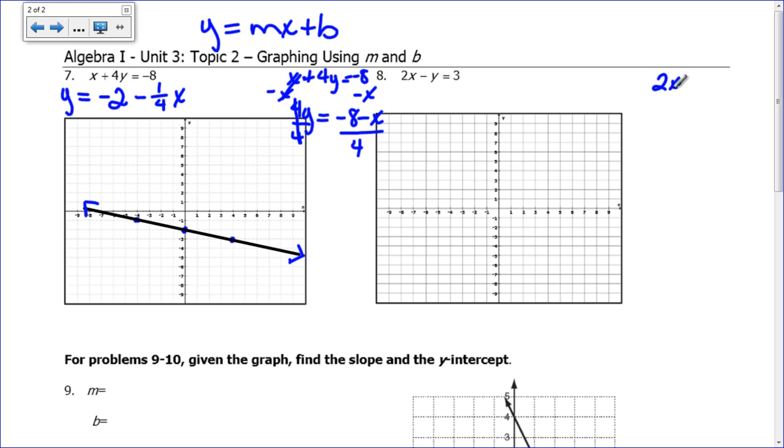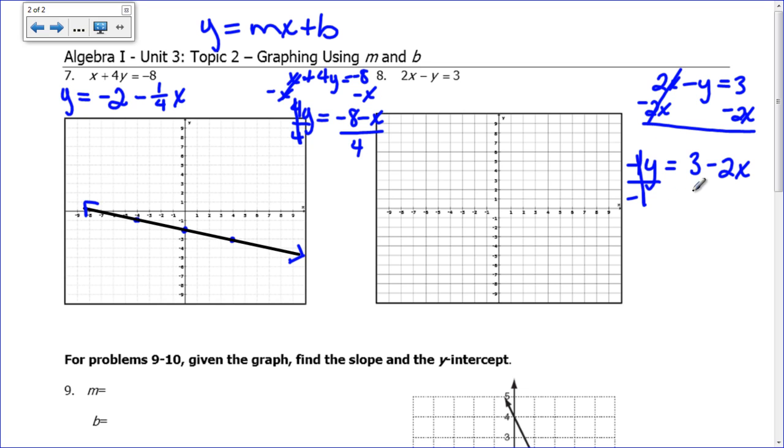So I have 2x minus y equals 3. The first thing I'm going to do is subtract 2x, so I get my x term over here. We'll do this one backwards like the last one. So I have -y equals 3 minus 2x. Now there's a negative attached to my y, so what that means is there's a -1 right here. So I need to divide everything by -1. So we're going to pull it apart and do it in pieces. 3 divided by -1 is -3. -2 divided by -1 is positive 2x.